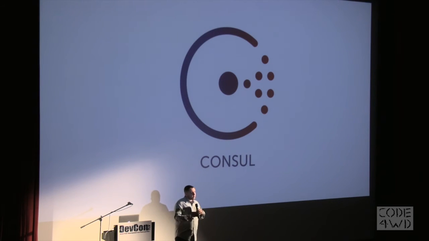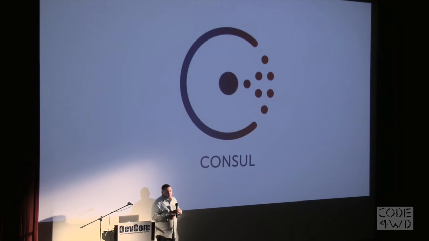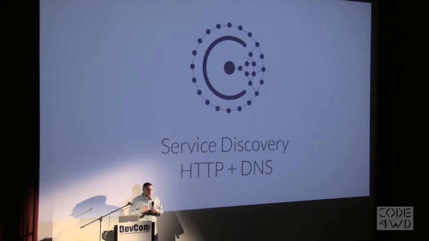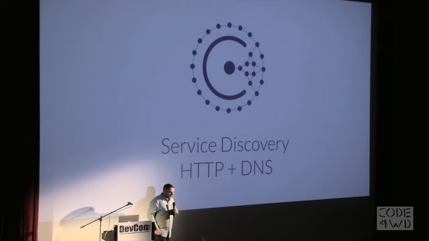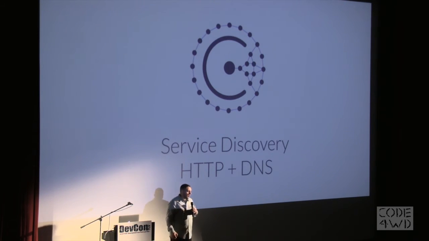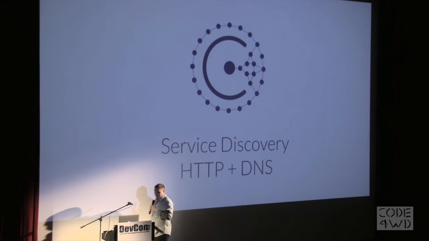So this is the story of Consul, the problems that it's trying to solve. I want to talk about each of those four components individually. The first is service discovery. How many people work in a microservices-oriented architecture? Okay, not as many hands as before, but that's okay.